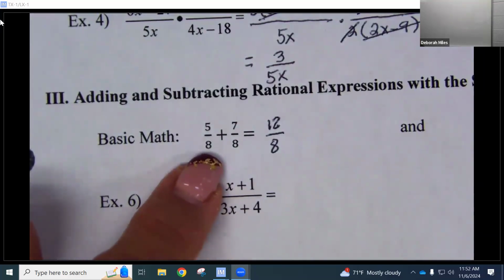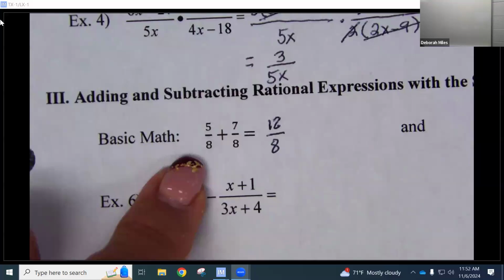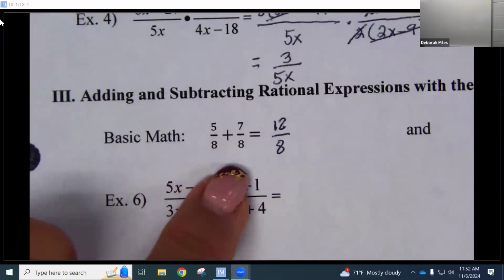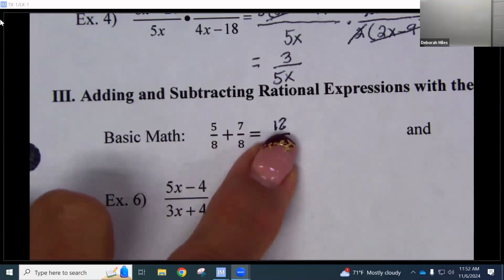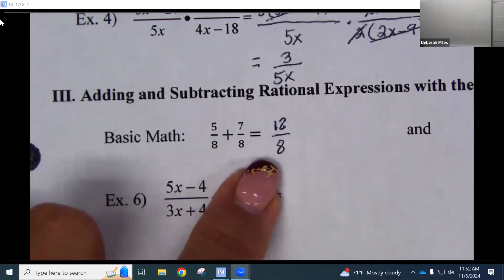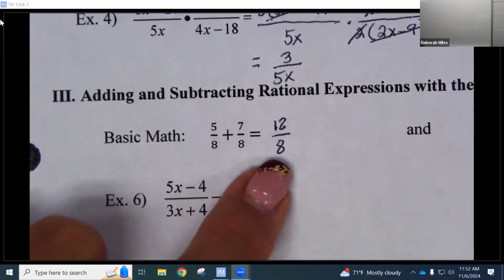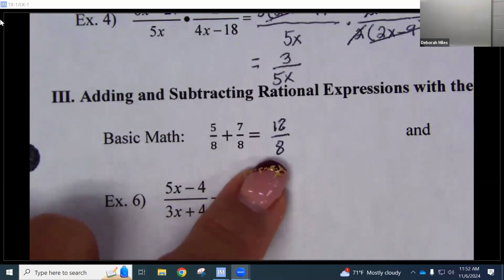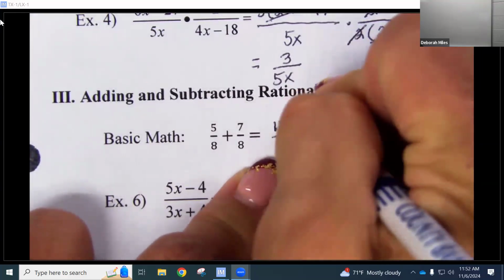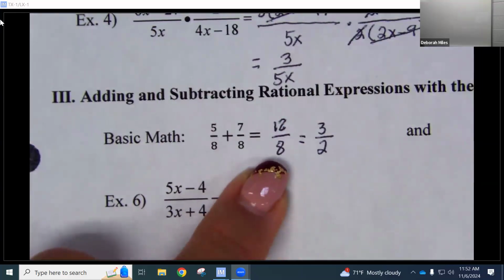If you had 2 pizzas that were cut into 8 slices and you ate 5 slices of one of them and 7 of the other, you've eaten 12 of the 1/8 of a pizza. You've eaten 12 pizza slices of equal size. And then you can simplify that. You can divide both numerator and denominator by 4, and you just get 3 halves. You ate 1.5 pizza.